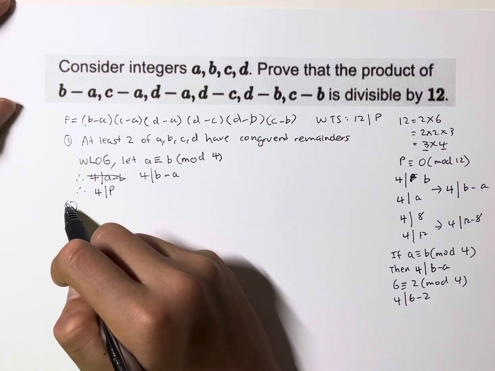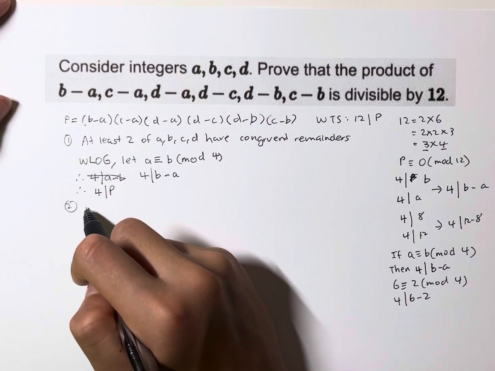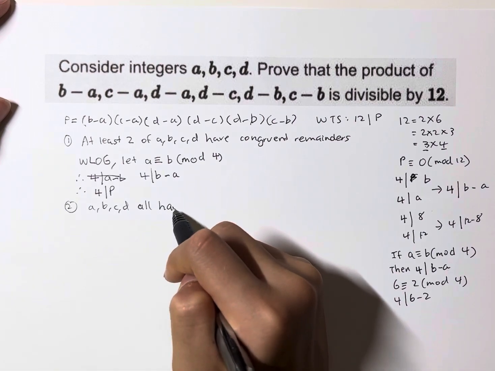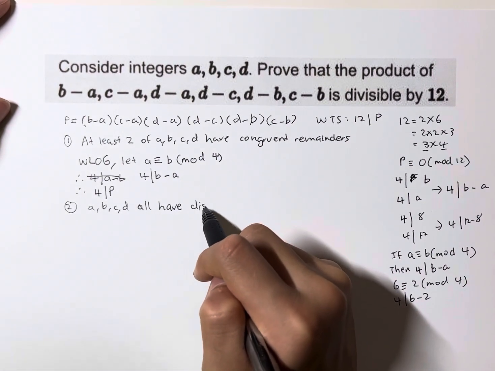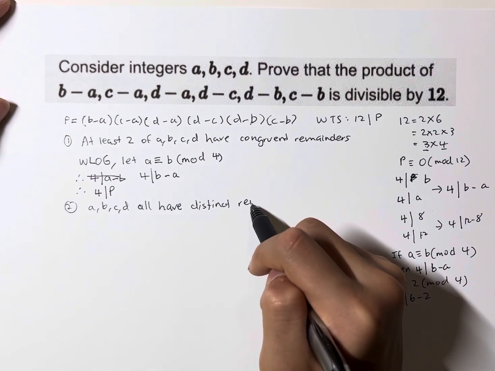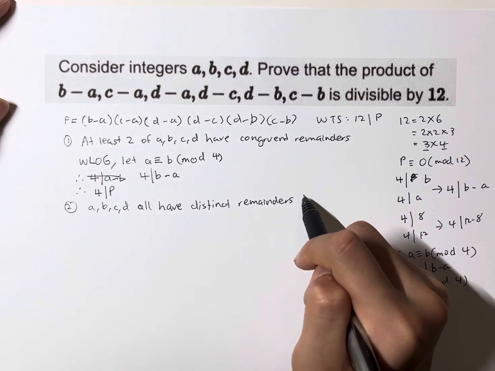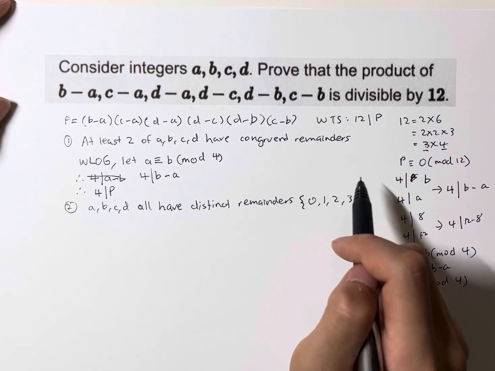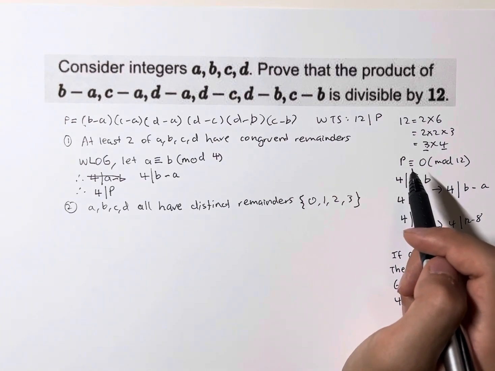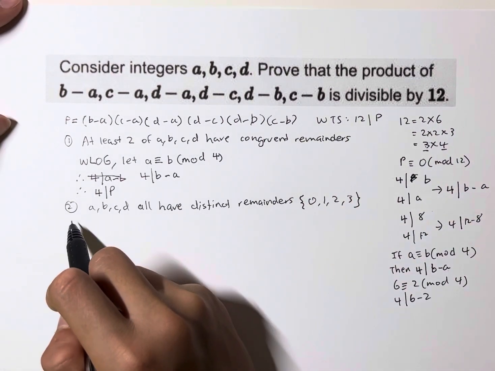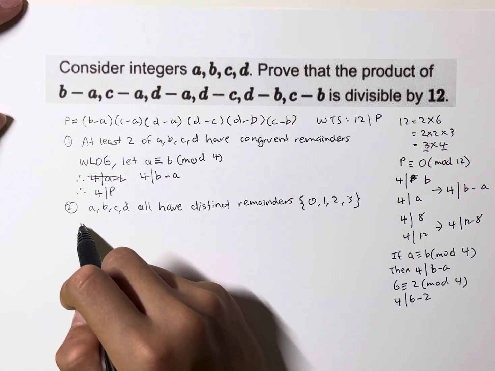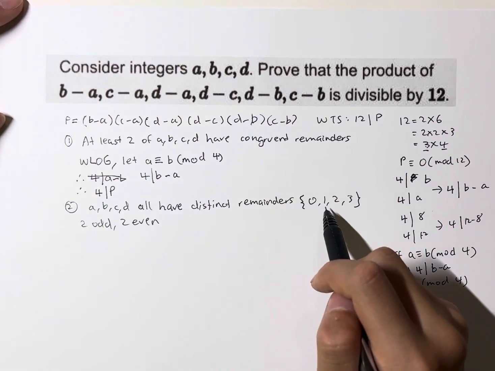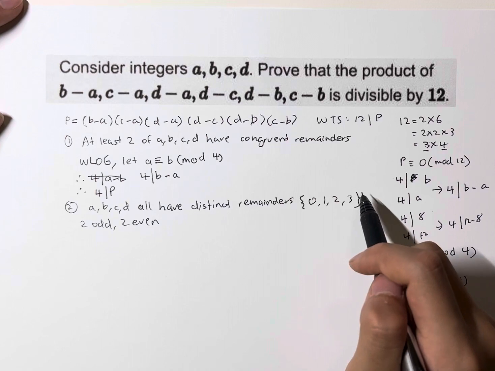Case 2 is then going to be if they have distinct remainders. A, B, C, D all have distinct remainders. These will be 0, 1, 2, or 3. Okay, so now note that 2 of these are going to be odd, 2 even. The ones that have a remainder of 1 and 3 are odd. The ones that have a remainder of 0 and 2 are even.